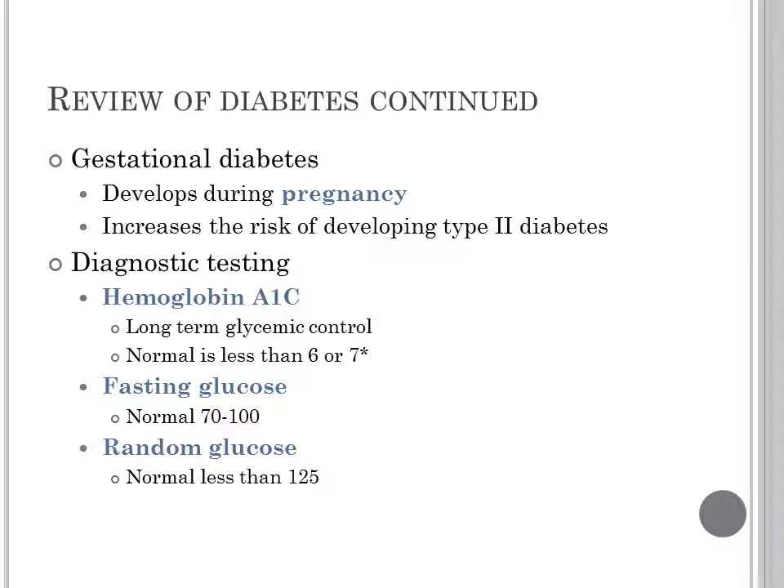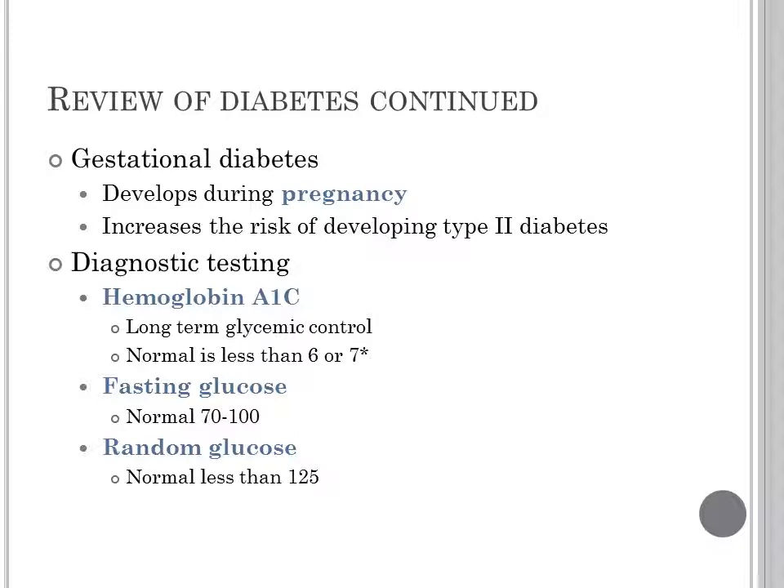Now, this is a nice test because it assesses the long-term glycemic control, which is your blood sugar control. It assesses your blood sugar control over a period of about 3 months, because that's about the length of a hemoglobin's lifespan. So this is a good way to know if this is just an acute incidence or if you've been having chronic high blood sugar too.